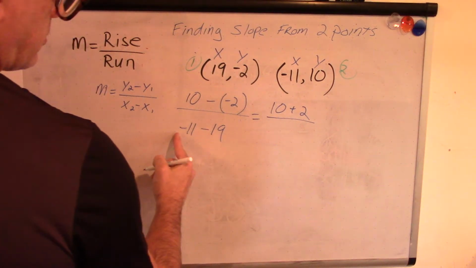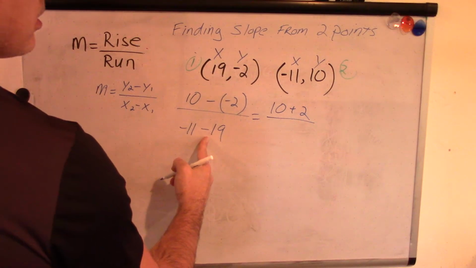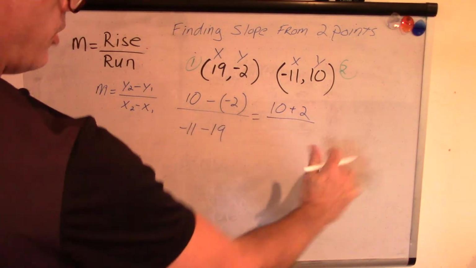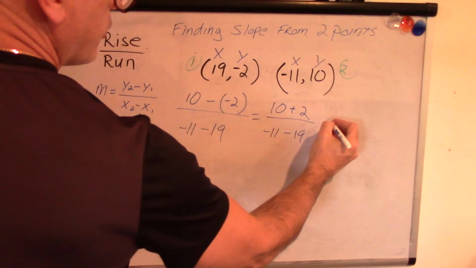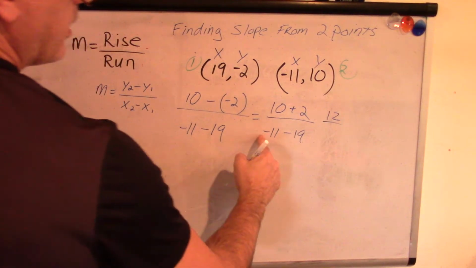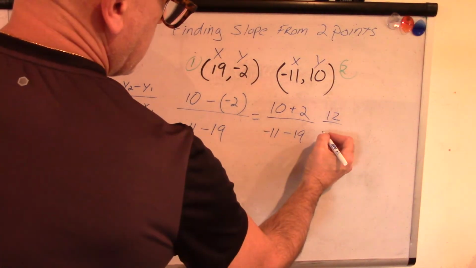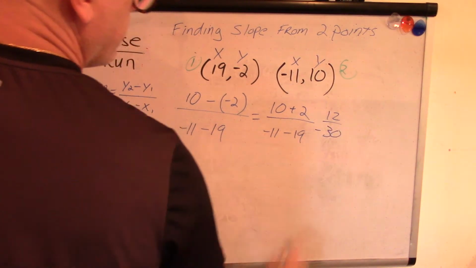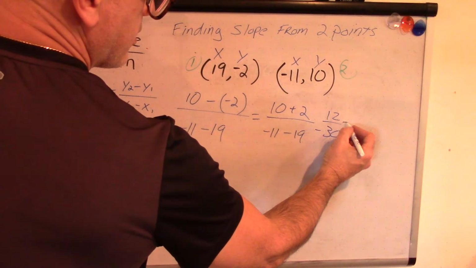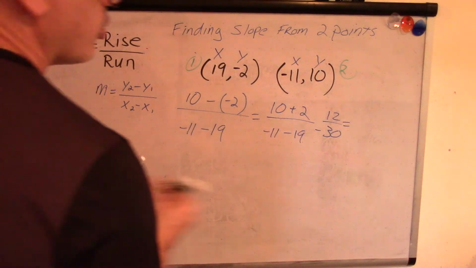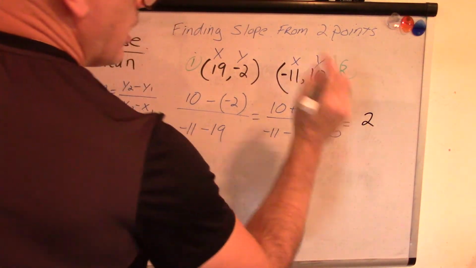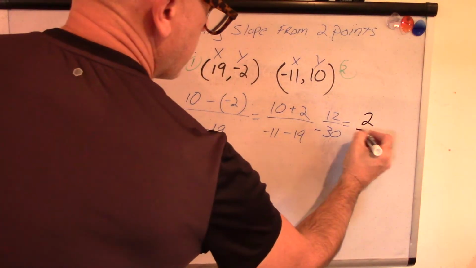On the bottom, negative 11 minus 19. So this is going to be all negative. Negative 11. I'm going 19 less than that. So 10 plus 2 is 12, and negative 11 minus 19 is a negative 30. Okay? Simplify this. Common factor between 12 and 30. Let's see. Oh, maybe 6. I'll try that. 12 divided by 6 is 2, and negative 30 divided by 6 is 5.